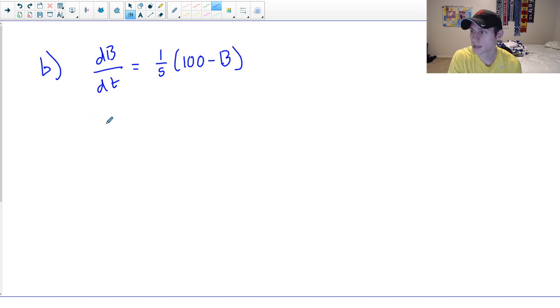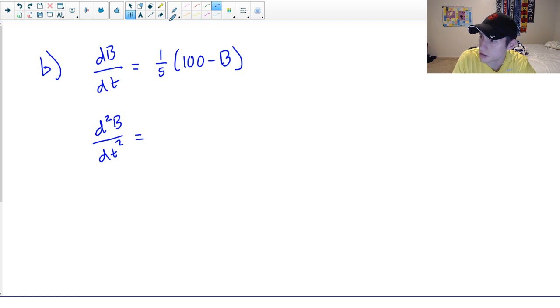So we need to take the second derivative, right? So our goal, d squared B over dt squared. So here's kind of the confusing part. This is deriving with respect to t, but over here we have a B. Okay, so this is different than just doing normal derivatives.